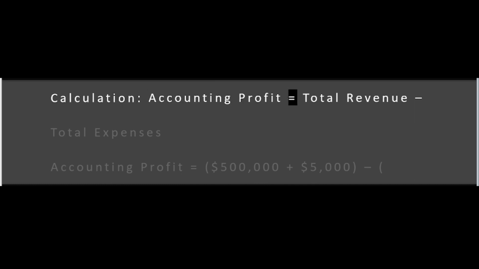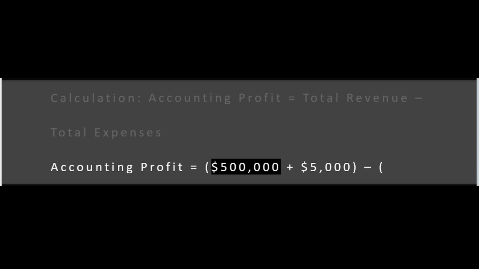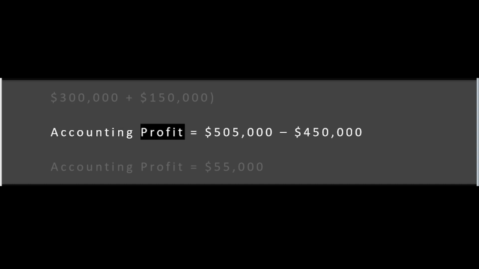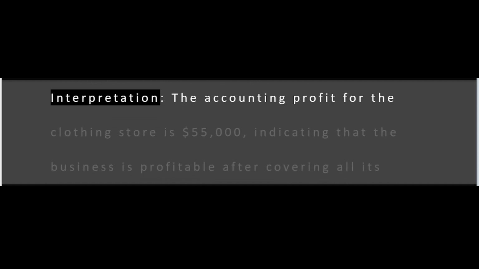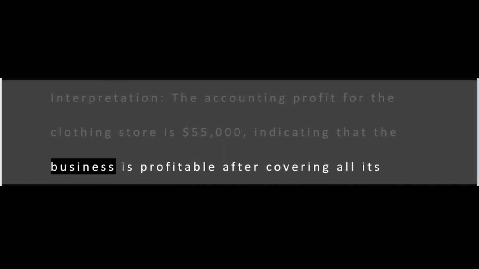Calculation: accounting profit equals total revenue minus total expenses. Accounting profit equals $500,000 plus $5,000 minus $300,000 plus $150,000. Accounting profit equals $505,000 minus $450,000. Accounting profit equals $55,000. Interpretation: the accounting profit for the clothing store is $55,000, indicating that the business is profitable after covering all its expenses.